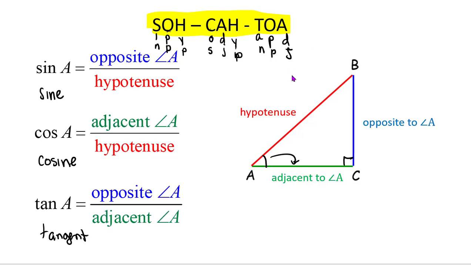And that all has to do with whichever angle you're given. You have to get an angle. Angle B's sine, cosine, and tangent are going to be different. Okay?